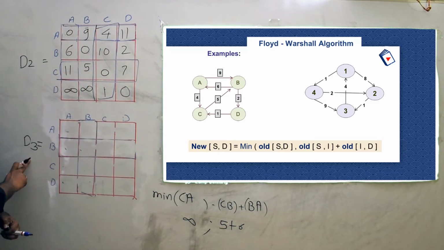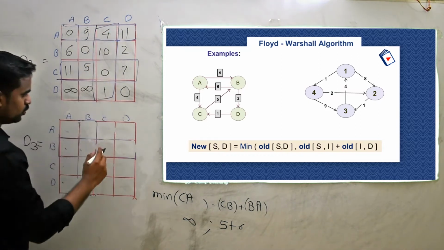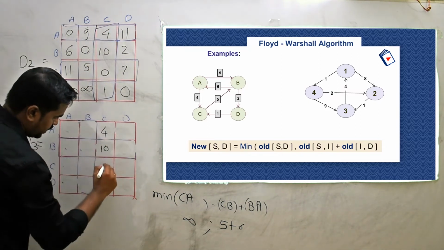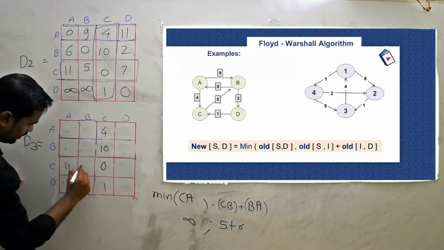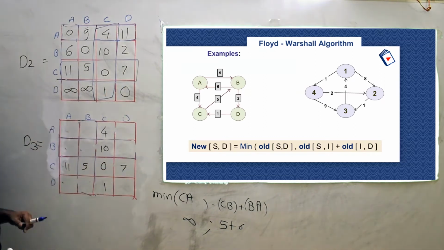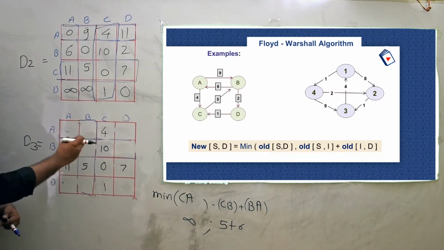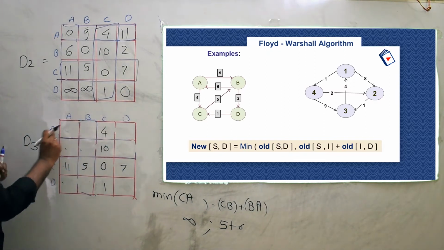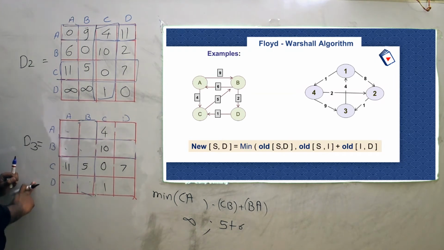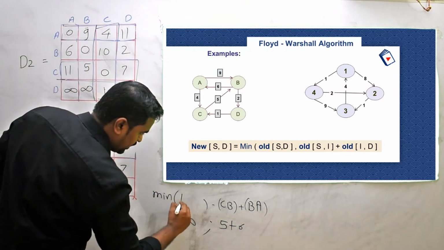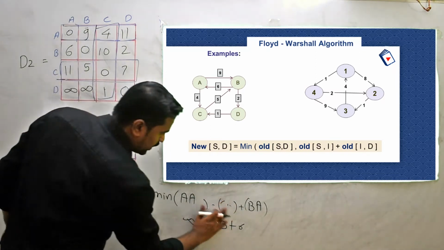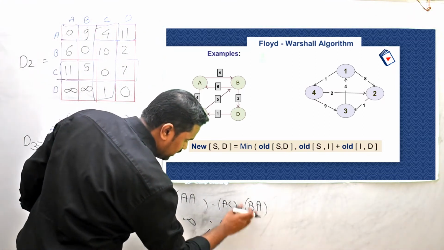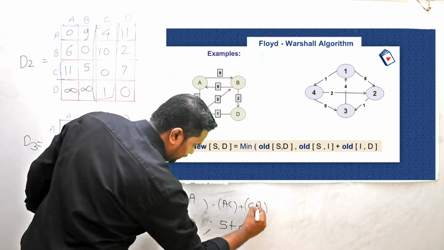So this is my matrix D3. I copied the values 4, 10, 0, 1, 4, 10, 0, 1, and third row 11, 5, 0, 7, 11, 5, 0, 7, and again I need to calculate these values. Okay, so first one is A to A. A to A कैसे? सबसे पहले A to A, and who is my intermediate node? C. So first of all I need to calculate A to C and then C to A.